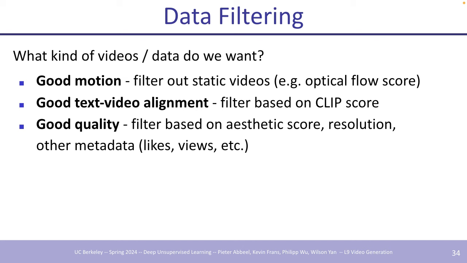And the other axis is quality. It's kind of hard to measure, but the easiest one is maybe resolution. There are people that have aesthetic scoring models that they trained, where they've curated specific datasets where they deem something aesthetic, and then they train a model to output a score for that. And then there's also other auxiliary metadata you can have, like likes and views. Ideally, if a video has been viewed a lot or people like it a lot, it's probably a good quality video to some extent. It depends on what your downstream use case would be.